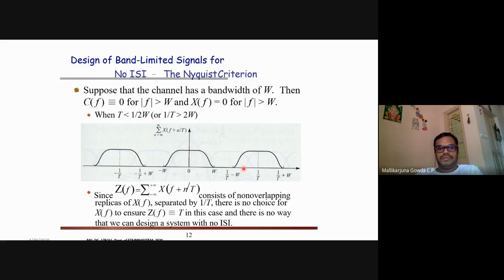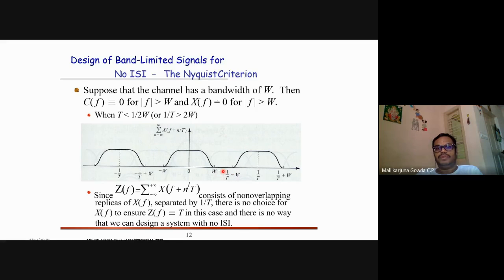If it is greater than 2W, right? So what I have written here, I'm denoting this sum of all these pulses as Z(f). So it has no non-overlapping replicas of X(f). I said that this one pulse is X(f), that repeats every 1/T, and that will be greater than 2W.